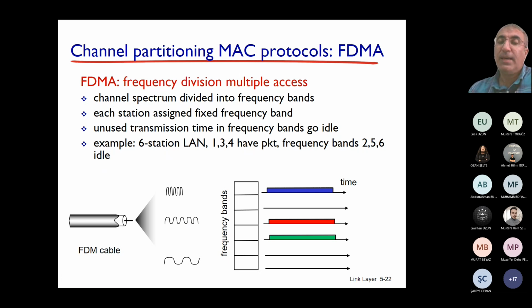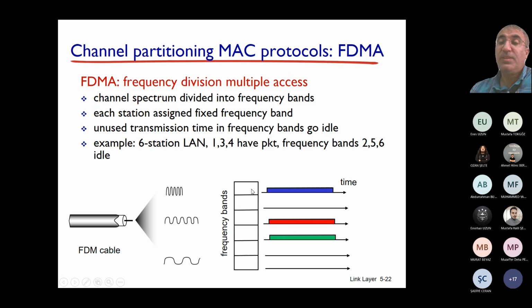So one node, like the blue node, can always utilize this 2 megahertz channel without waiting for the others, as in the previous case of TDMA. So that's the main advantage of FDMA over TDMA. The nodes do not have to wait for the others. All of them can simultaneously utilize their sub-channels.